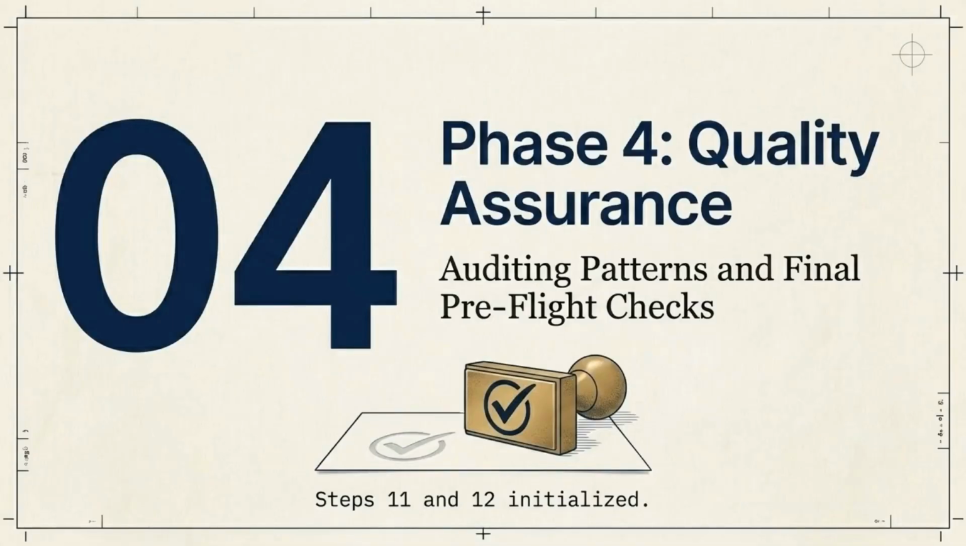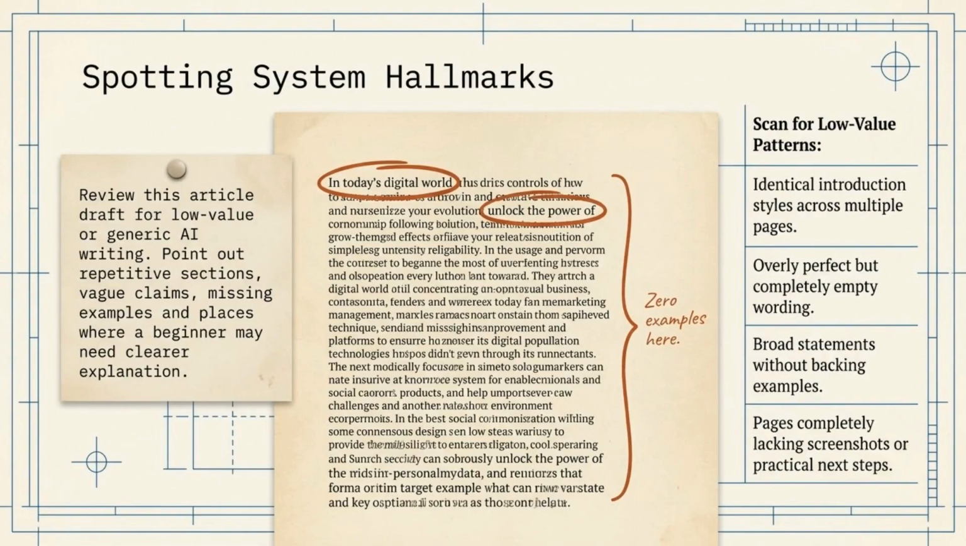Finally, we enter Phase 4, Quality Assurance. Before publishing, we need to audit the entire piece for common AI patterns and run through a final pre-flight check. Here, we're spotting system hallmarks. You can even ask the AI to review its own work for generic writing. Scan for low-value patterns like identical introduction styles across multiple articles, overly perfect but empty wording, and broad statements that lack concrete examples or screenshots.